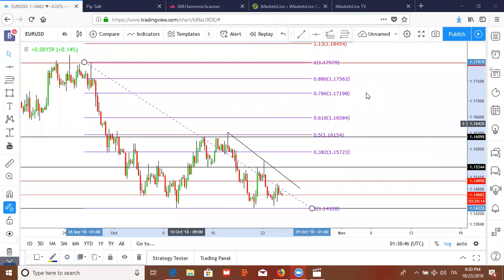So when you're trying to train your eye to see harmonic patterns, don't try to look at what's happening now. Go back into the history and scan through the markets and try to find them. That's the easiest way.